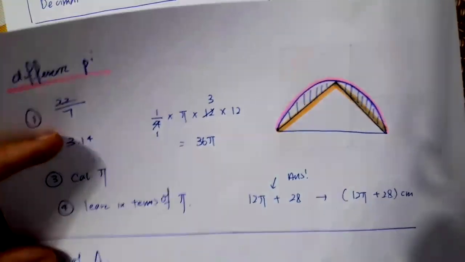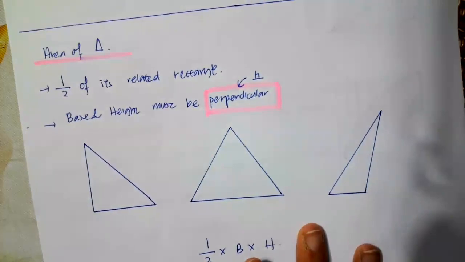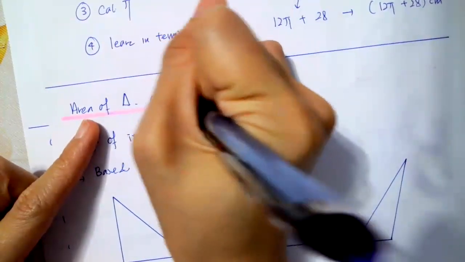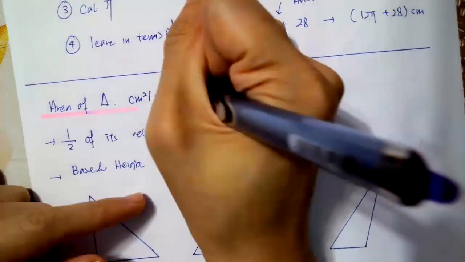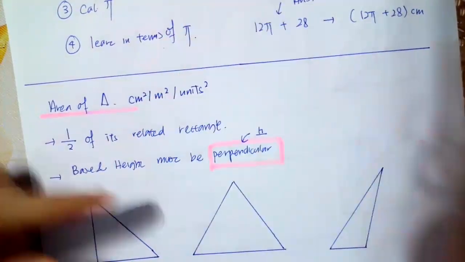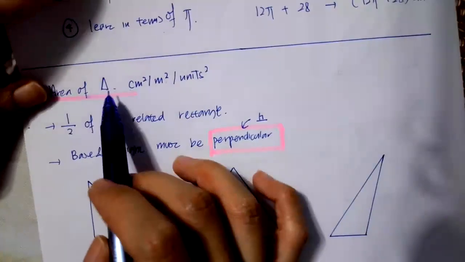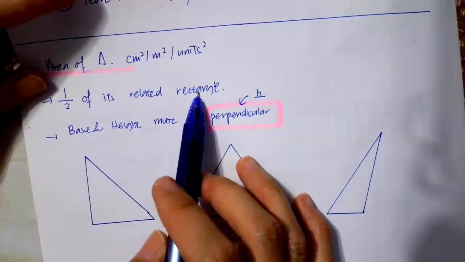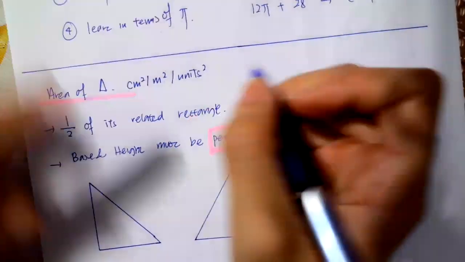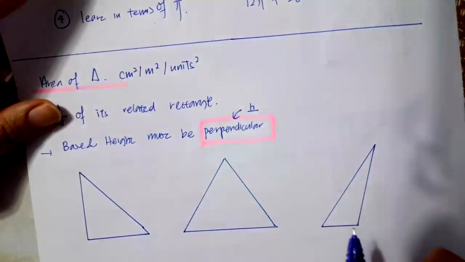Next, I'm going to move on to area of triangle, which is just a quick one because you have done this in P5. I'm going to recall with you. The first thing about area of triangle is that the unit is cm square or square meter or square centimeter. Sometimes they might even tell you square units, which just refers to either cm or meter. Now, the first thing I know is the area of a triangle is half of its related rectangle. Related rectangle means they share the same base and height as the two sides of the rectangle.